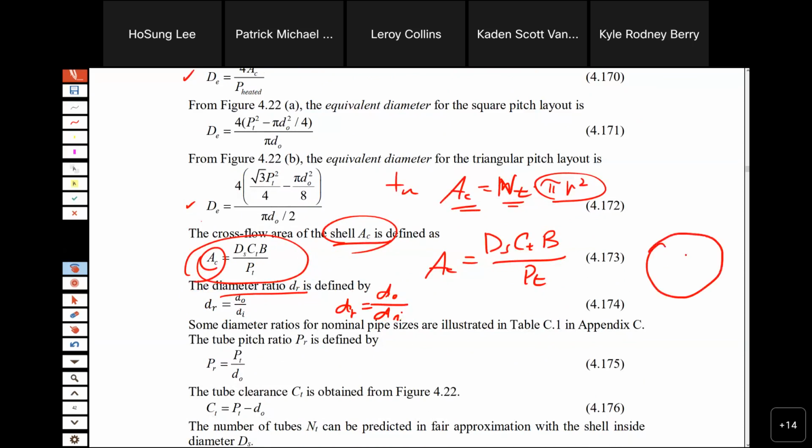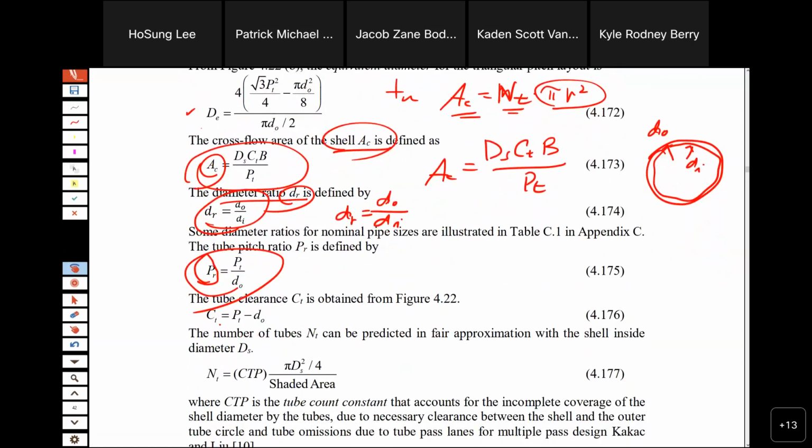The tube has a thickness. So this is DI, this is DO. Some people try to describe the tube using the diameter ratio. Don't bother. And the pitch ratio is also PT over DI. As long as you define it, you can use it. And the CT is obviously the clearance and the tube pitch.